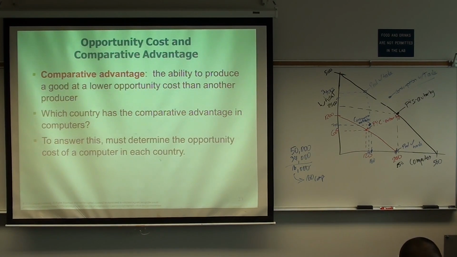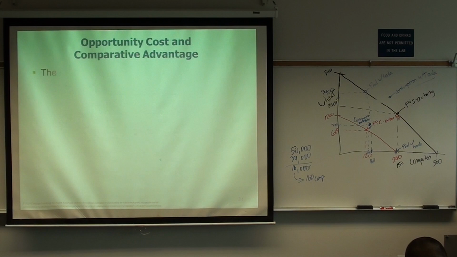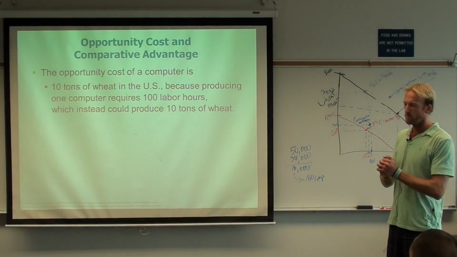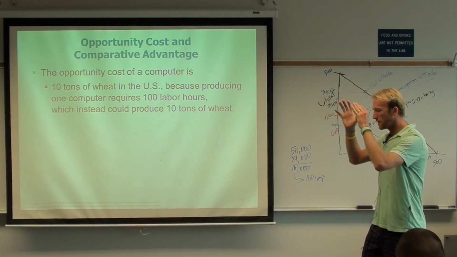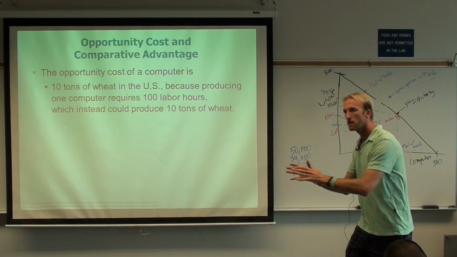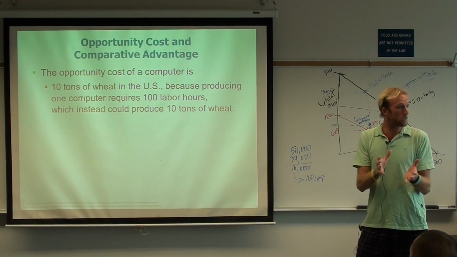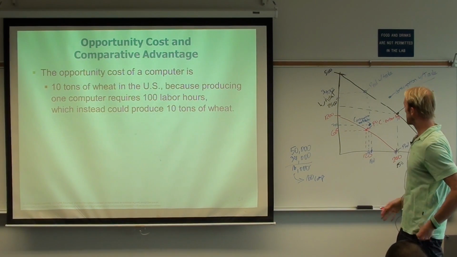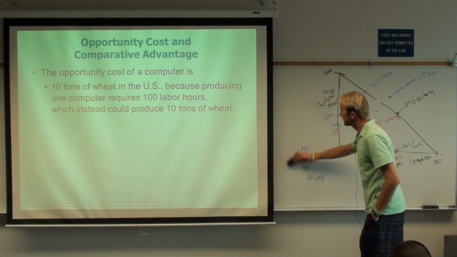Okay? So let's look at it. The opportunity cost of a computer in the United States is how much? Well, a computer is 100 hours. 100 hours you could use to make 10 tons of wheat, right? Computer equals, therefore, 10 tons of wheat. So let's write that down.